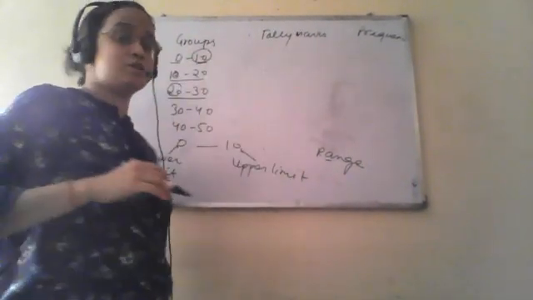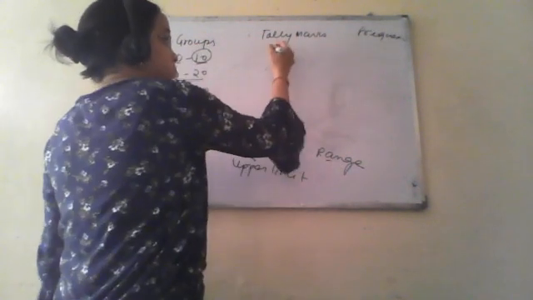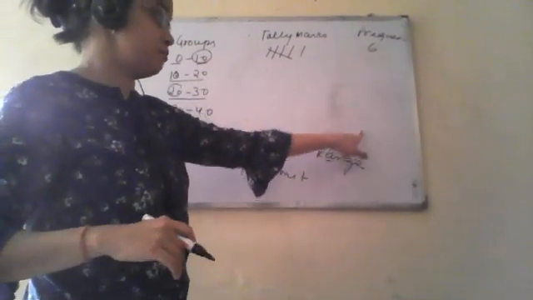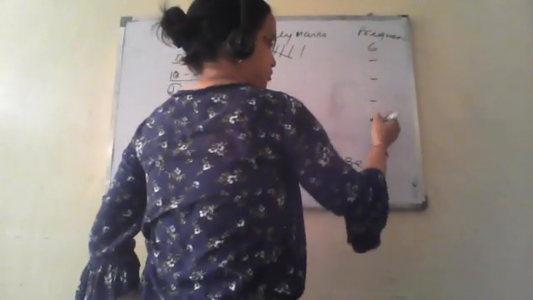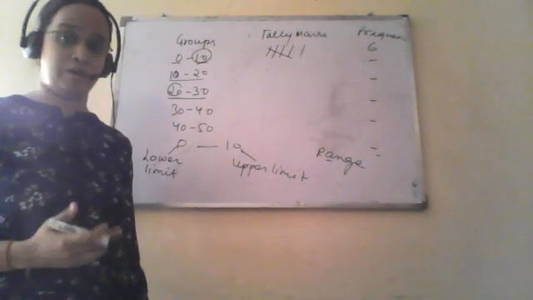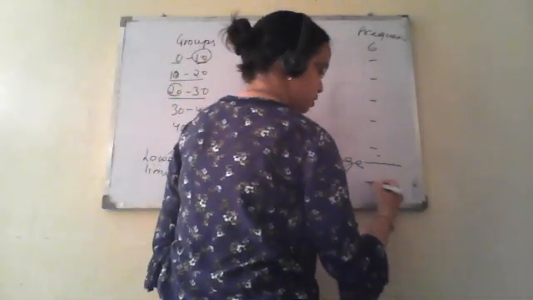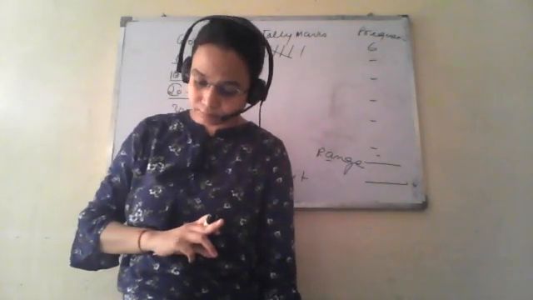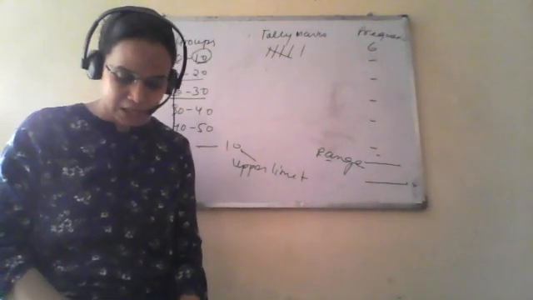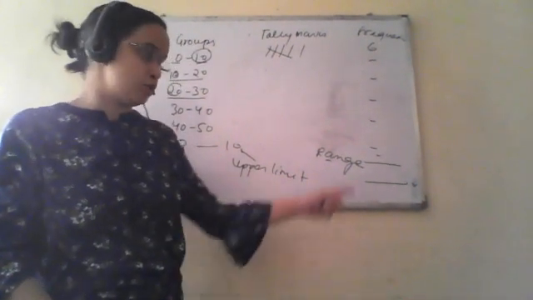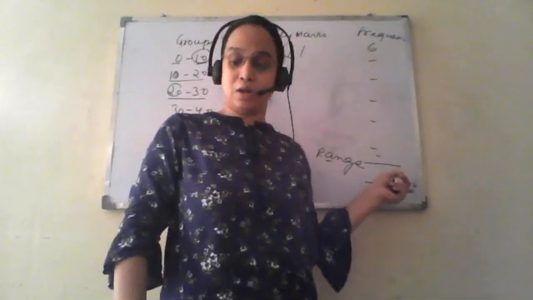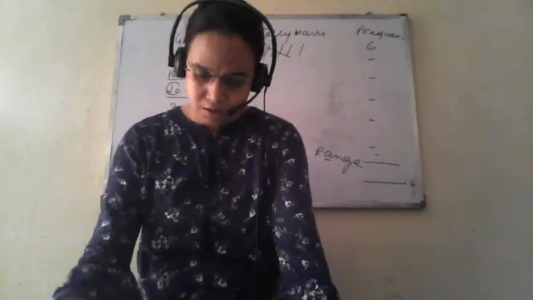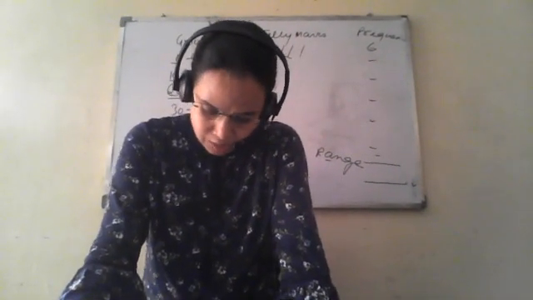Now between 0 to 10, suppose there are 6 students. So we will mark 1, 2, 3, 4, 5, 6. So frequency is 6. And when we get different values in different groups, the addition of this frequency column will be equal to the number of observations. Like in this case it was given as 60 students, so the sum of the frequency column should come equal to 60. I hope this is clear.